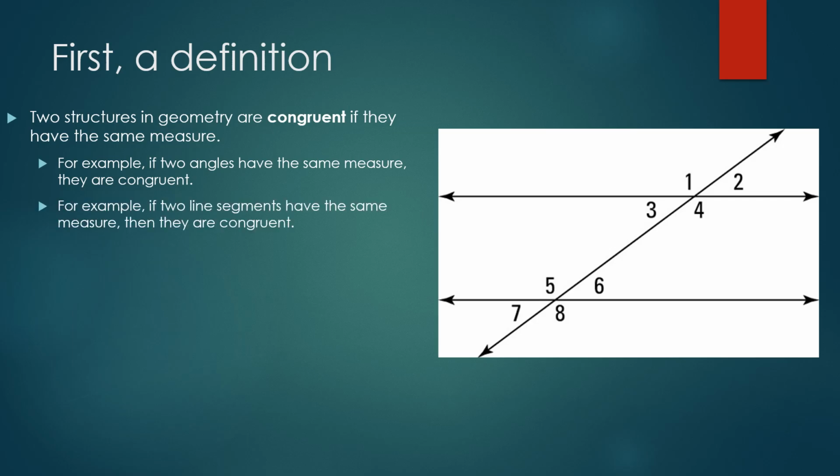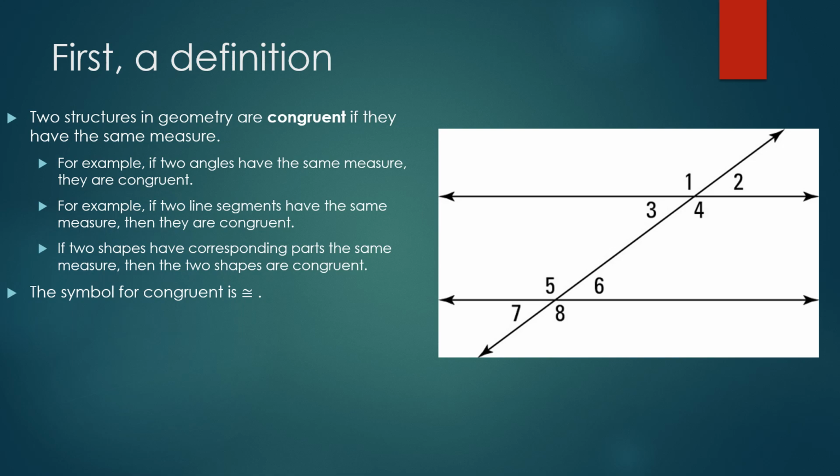Also, if two line segments have the same measurement, they are considered congruent. We can even expand that farther, saying that if two shapes have corresponding parts the same measure, then the shapes themselves are congruent. We will get into congruent triangles later in the semester. The symbol for congruent is an equal sign with little squiggles on top. So that's how you can determine whether they're congruent.